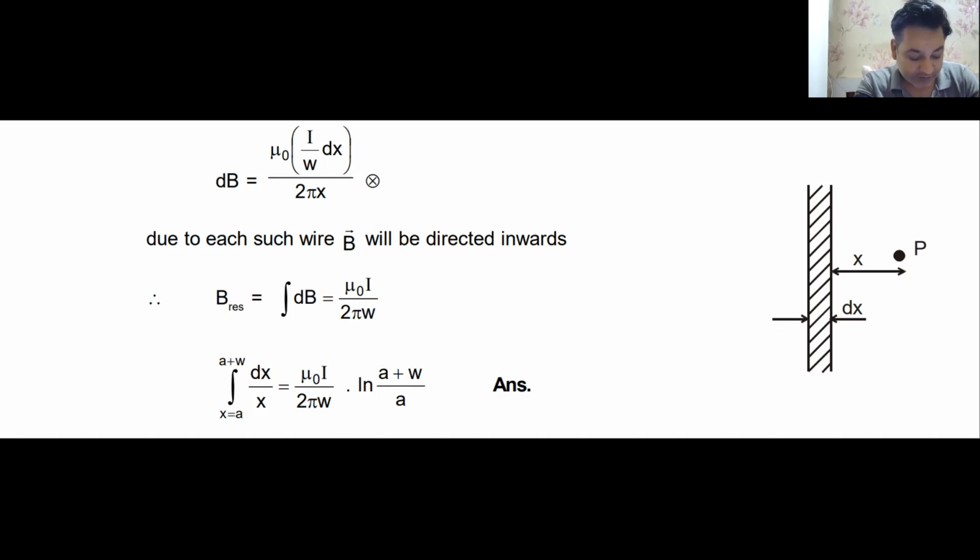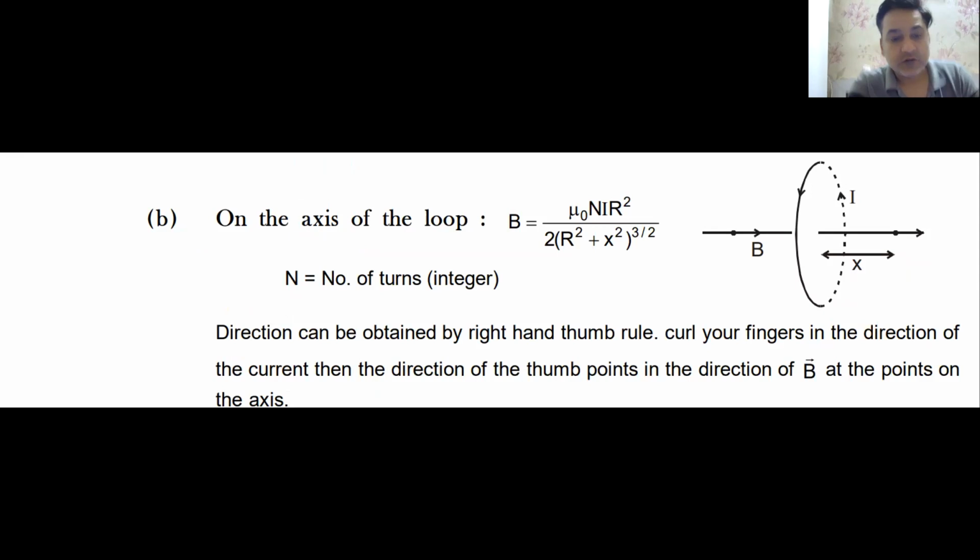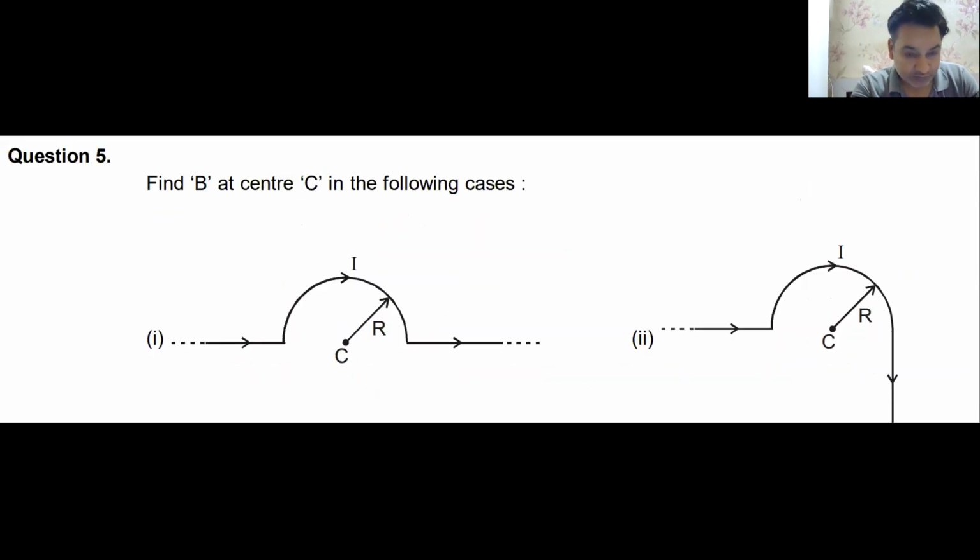You must be knowing the magnetic field due to a circular loop, a part of the loop. You must be knowing the magnetic field due to a circular coil on the axis. I hope you remember these questions, these formulae. These are simple questions. I hope you can do this. There's no point wasting your time here.